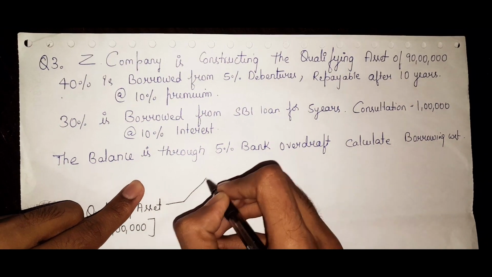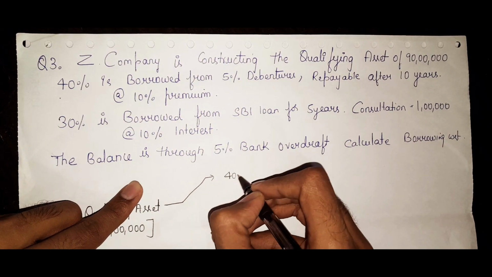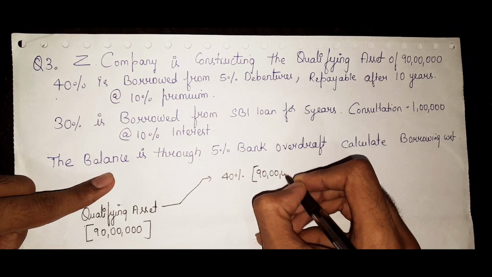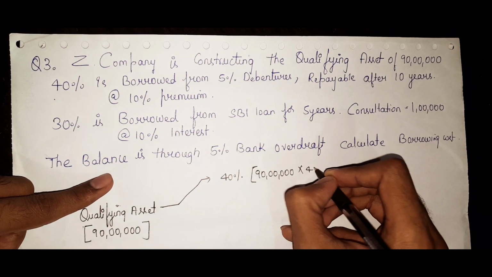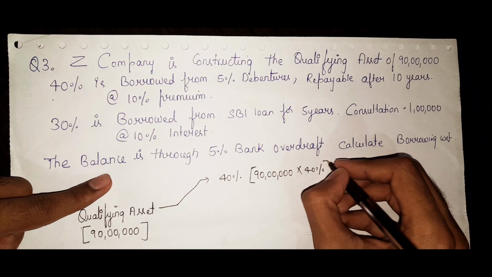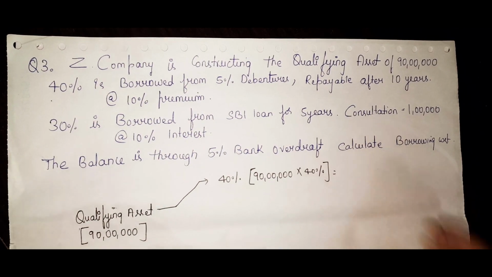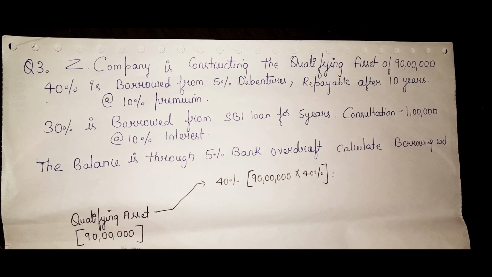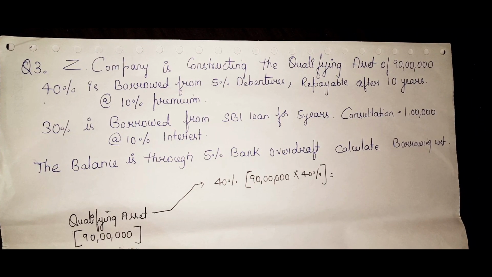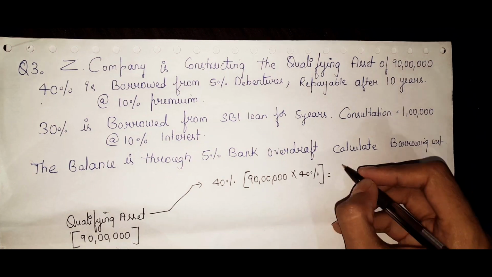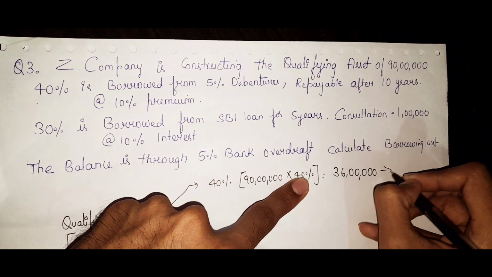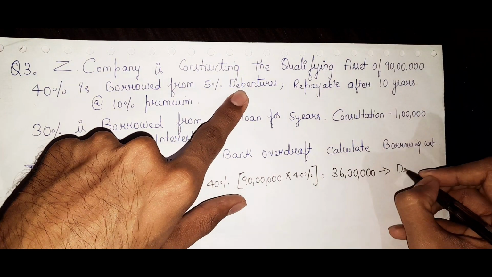So out of this, 40% how much will it be? 90 lakh into 40%. When you do 90 lakh into 40% it will be 36 lakh. So this 36 lakh they are borrowing from debentures.